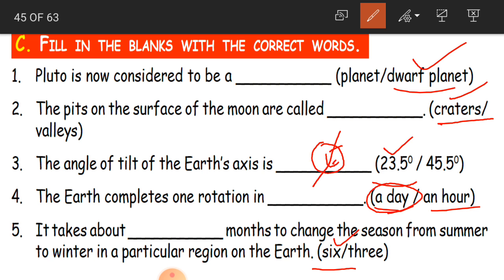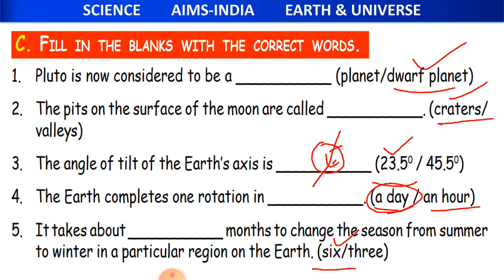In between, for every 3 months the season is going to change. If you have summer for 3 months, again you will have autumn for 3 months, again winter for 3 months, spring for 3 months, and again summer is going to continue. So this is a cycle which repeats one after the other. But from summer to winter, it is going to take 6 months. Clear, children?